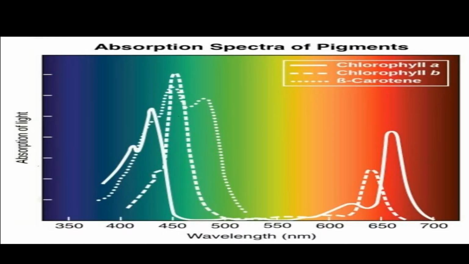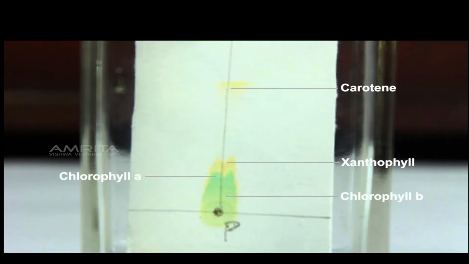An action spectrum is a graph of rate of photosynthesis at different wavelengths of light, and this shows the effectiveness of the different wavelengths, which is of course related to their absorption and to their energy content. The shorter the wavelength, the greater the energy it contains.